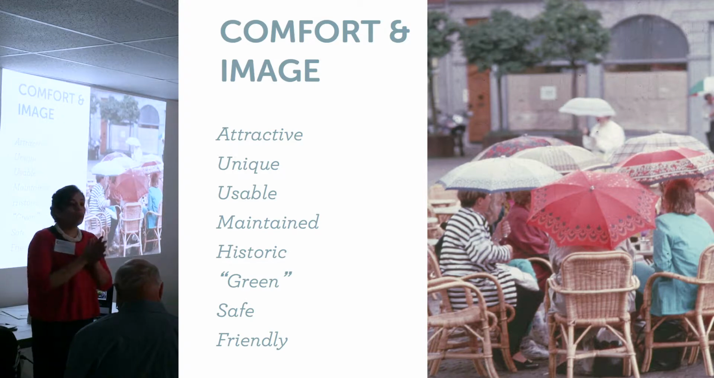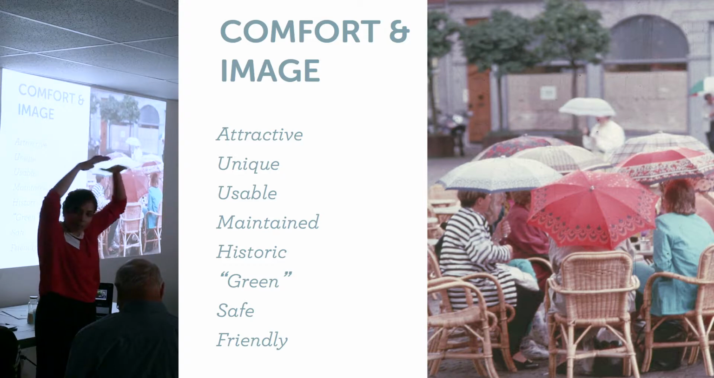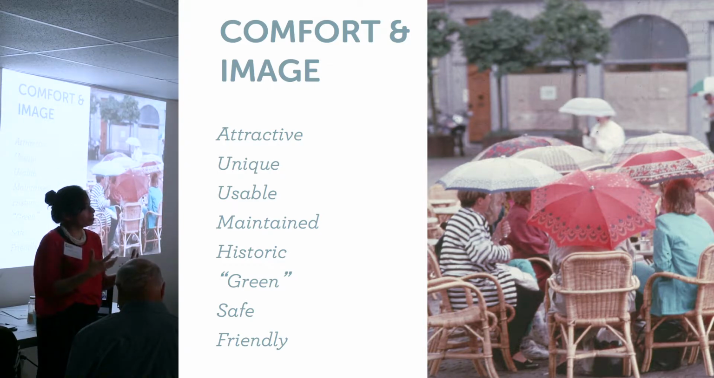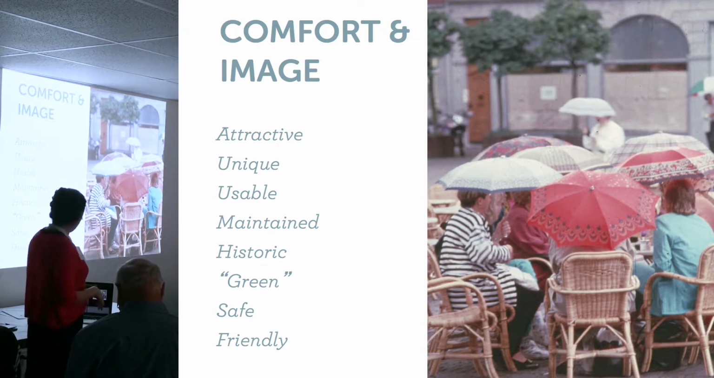A lot of times we think about umbrellas. Why do we want to have awnings and umbrellas outside? Because we don't get a lot of sun. Well, you might get rain, you might get fog. Or there's just this idea of having a shelter, a canopy above your head that just makes us feel very comfortable. It gives us our own room. So thinking about making it attractive, making it unique, making it usable.